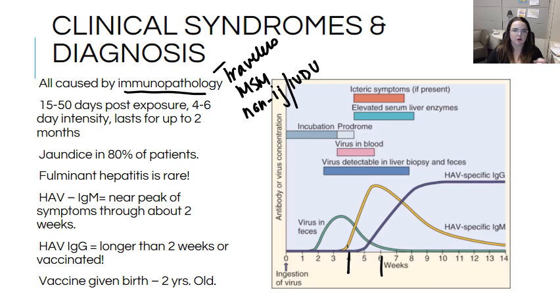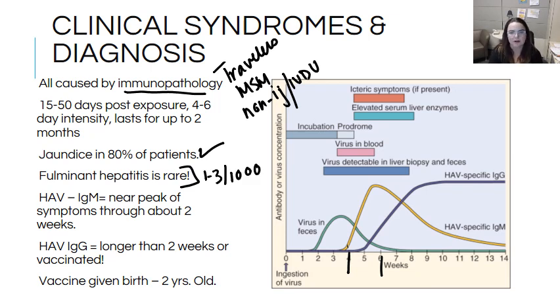Symptoms occur abruptly 15 to 50 days post-exposure, and then they're going to intensify for about a week while your body gets it under control, before the icteric phase concludes. It can last as long as 2 months, but normally that's about how long it takes. Jaundice is observed in about 70 to 80% of patients. The good news is, though, that fulminant hepatitis is pretty rare, really only occurring in 1 to 3 out of every 1,000 people.